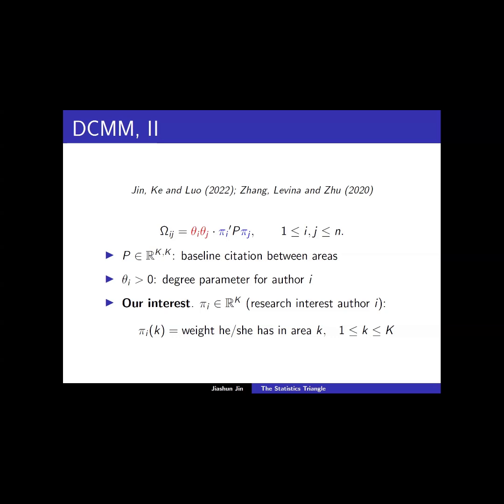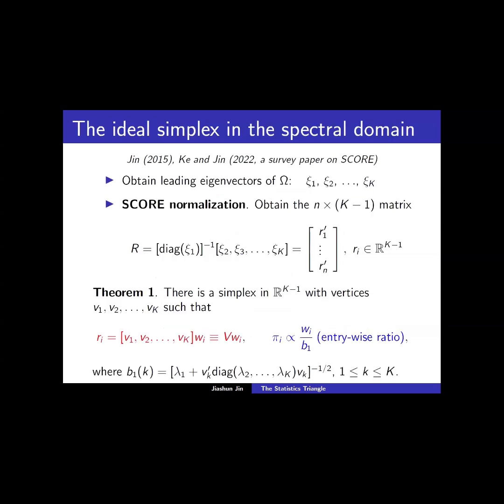We are really interested in pi similar. On the other hand, think about another scenario: Ray and one of his students. Their theta I are very different, because Ray's degree is very high and the student's degree is very low, but their pi I may be very similar. So this shows our interest is pi I, but theta I can be a huge nuisance parameter. Therefore, how do we remove the nuisance effect of theta I? We have to normalize the data set.